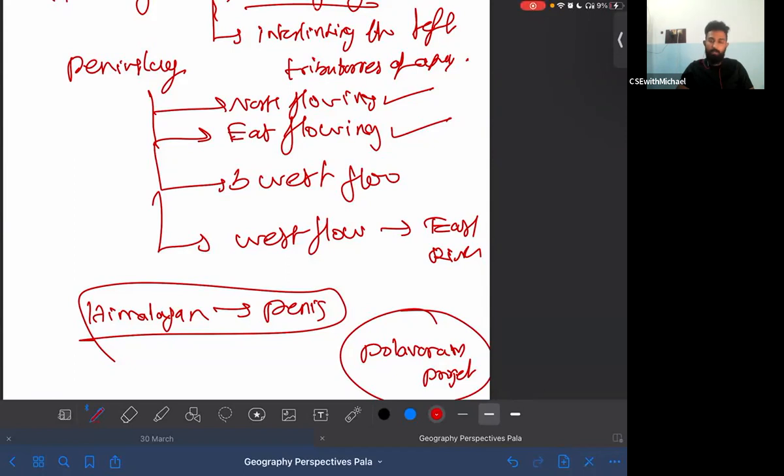Now, the issues associated with the National Water Grid or the river linking project. First, the high financial cost of interlinking. During its initial proposal in the early 2000s, the cost was expected at $100 billion, which has grown in size with time and will be a huge burden on the exchequer.